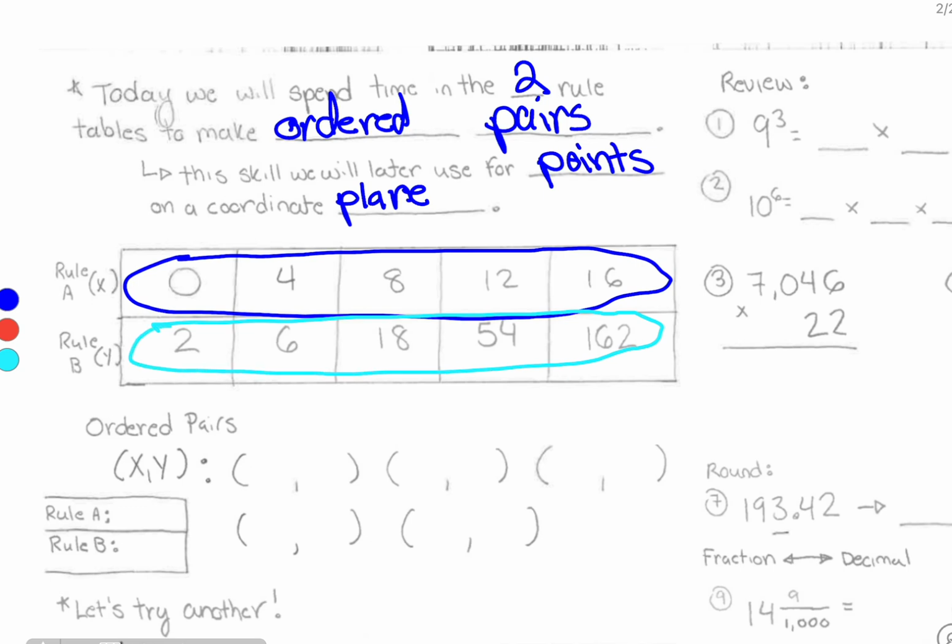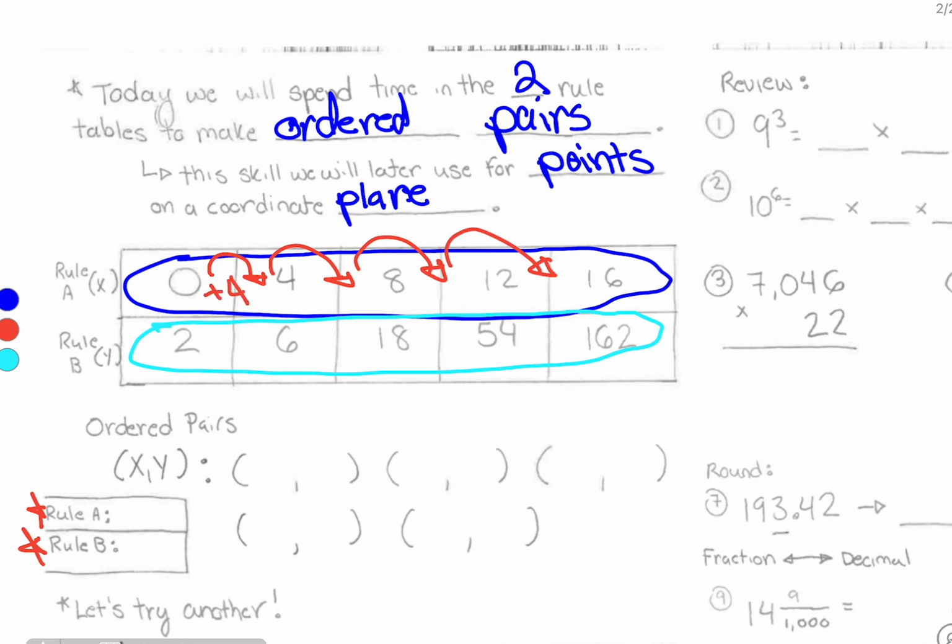And I actually want you to pause the video to see if you can figure out what rule A is and rule B is. Now that you're back, that must mean that you figured out the rule. So I'm going to start with my dark blue ones. My numbers are going up. So I'm going to try addition or multiplication. Doesn't matter which one you try. I always start with addition first.